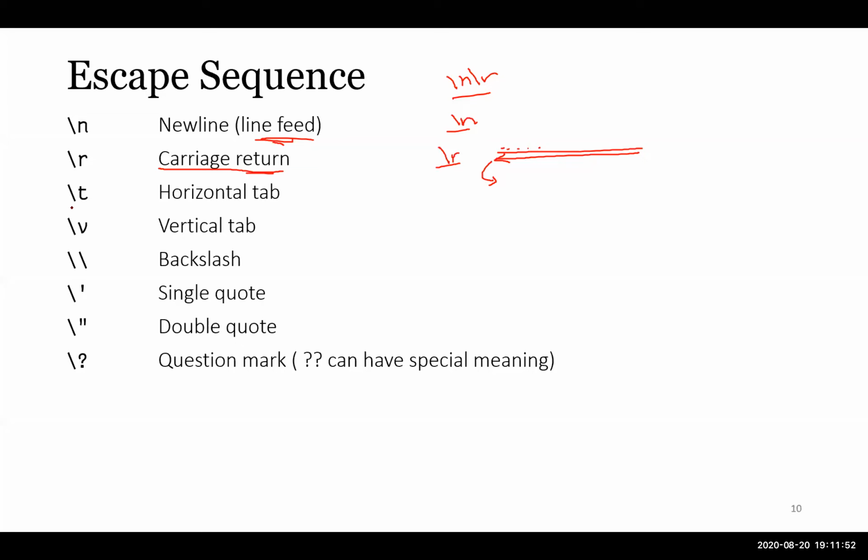Horizontal tab is just a jump to a certain space, right? Vertical tab, and so on. Now this is a backslash. Because backslash has a special meaning, if you want to type a backslash, you need to backslash the backslash. Then this will be a backslash. The home shortcut is just a keyboard input, it's how your editor reacts to it.